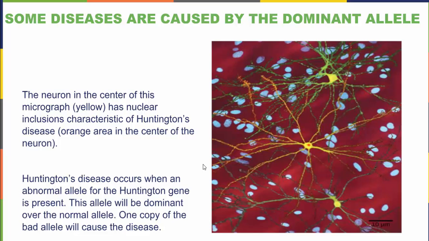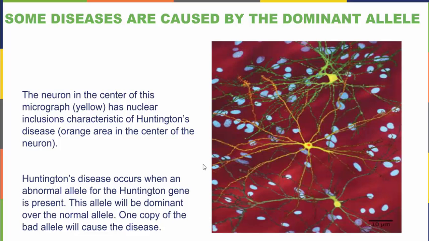Another thing to think about is that sometimes the dominant allele is the bad one. There's a disease we're talking about on this slide, that's what the picture's from. It's called Huntington's disease, and it is caused by the dominant allele, which means that if you have one bad allele, you're going to end up having this disease. So sometimes we think of dominant alleles as being the better ones or the more common ones, and we think recessive ones are maybe weaker or rarer, but that's not always the case.